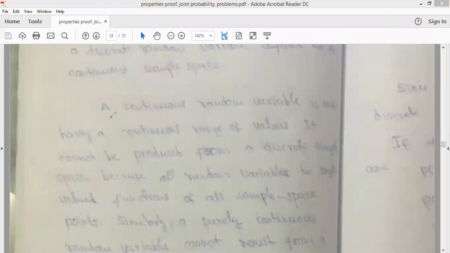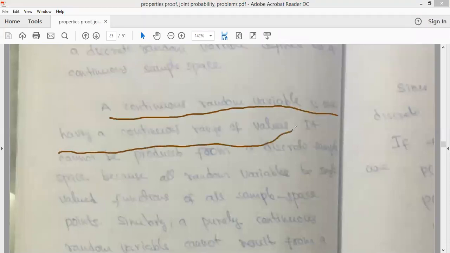Now we discuss the continuous random variable. A continuous random variable is one having a continuous range of values. Just now we discussed the wheel of chance. In the wheel of chance, what are the values here? It varies from 0 < s ≤ 144, yes or no? So it has a continuous range of values. This type of random variable is called a continuous random variable.